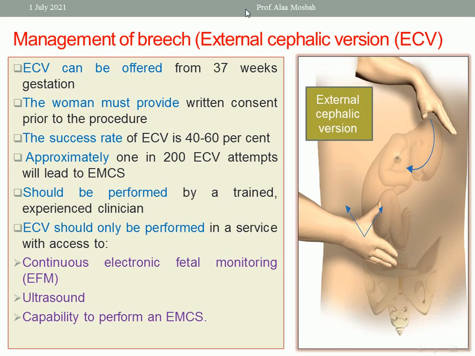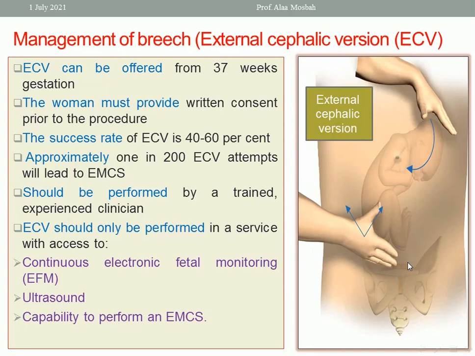Okay, the first line of treatment for breech presentation is to do external cephalic version. In external cephalic version, we try to convert breech presentation into vertex. As you see in the picture, one hand on the lower pole and one hand on the upper pole, trying to rotate the trunk of the baby so it becomes a vertex presentation.